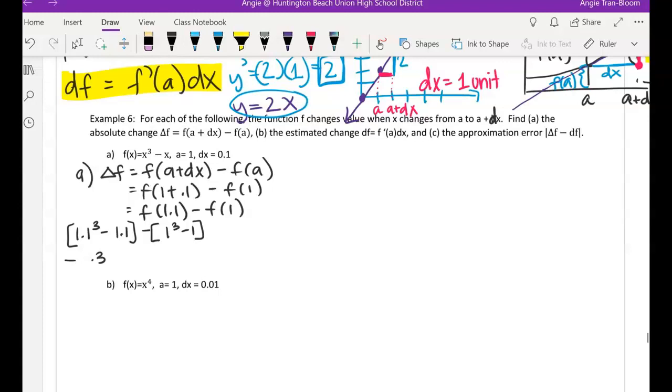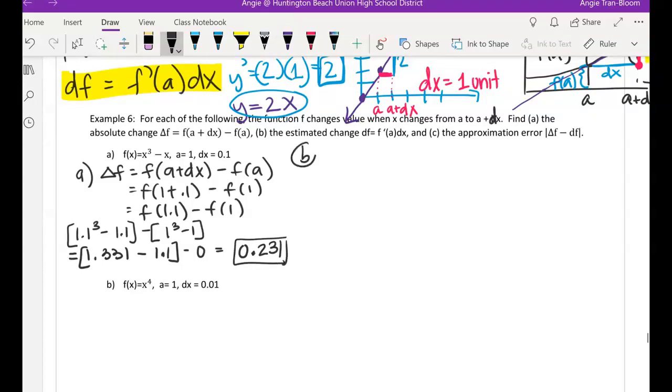This is going to give me 1.331. Take away 1.1. Box that up, minus 0. So that's going to give me 0.231. So that is my actual change.